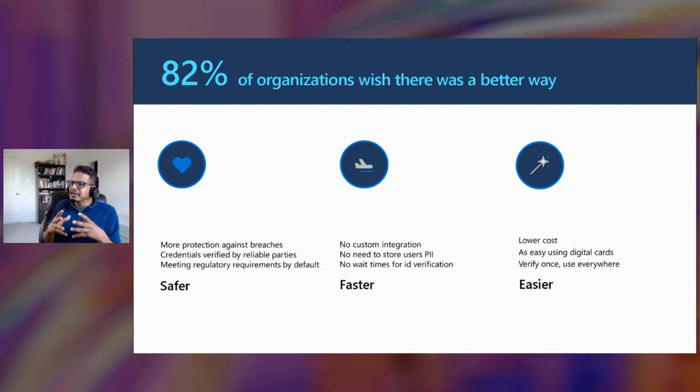Faster, right? When I think faster, the first thing that comes to mind is the custom integrations it takes to call a new API or to integrate with a vendor website or a partner website. Easier, the top thing that comes to mind is the cost associated with, say, repeated verifications. Where you move from one website to another, you again have to enter a new set of usernames and passwords. Even with SSO, you're still requiring some sort of custom integration. So can we do this better?